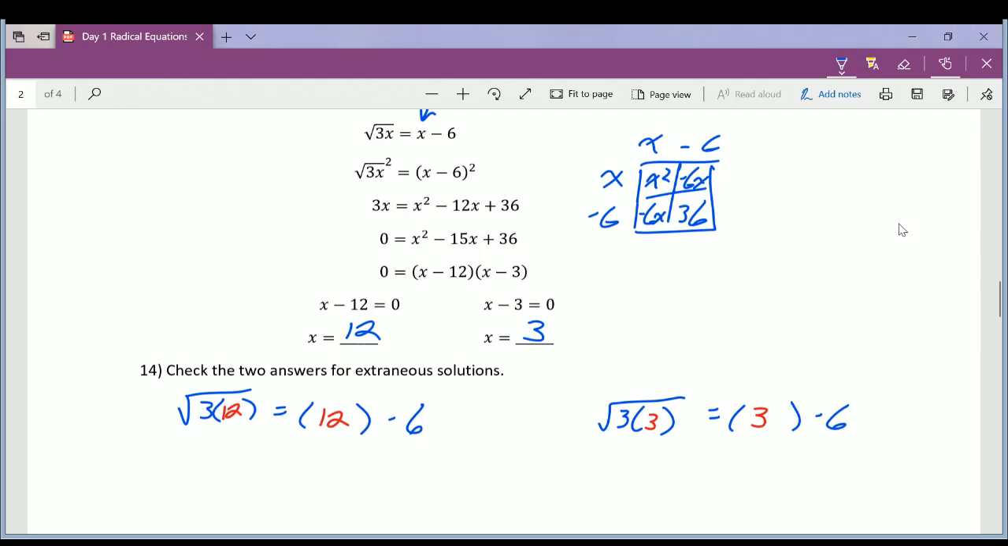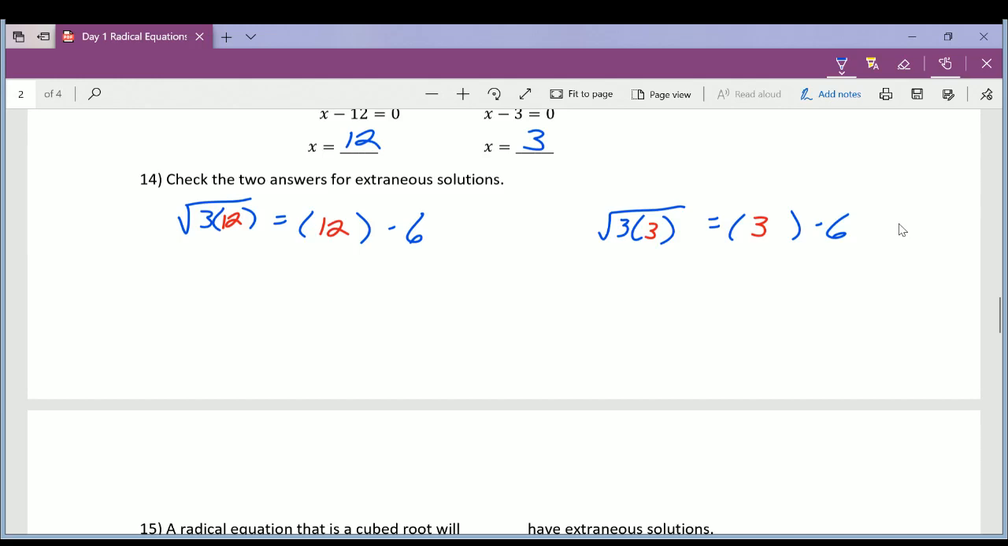Okay, so they're all set up to check. The left-hand side, the 12: 3 times 12 is going to give you 36, and 12 minus 6 is 6. Square root of 36 is 6. 6 equals 6, so 12 is a good answer. It is a solution to this problem. Let's do this one. 3 times 3 is 9, so we've got square root of 9. 3 minus 6, that's going to be a negative 3. And the square root of 9 is 3.